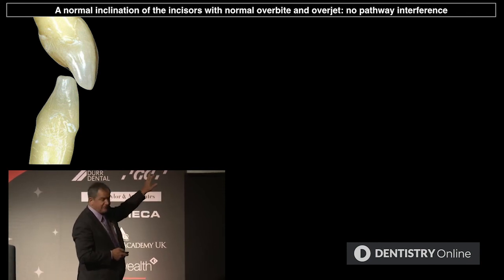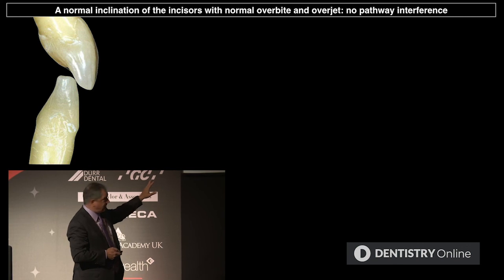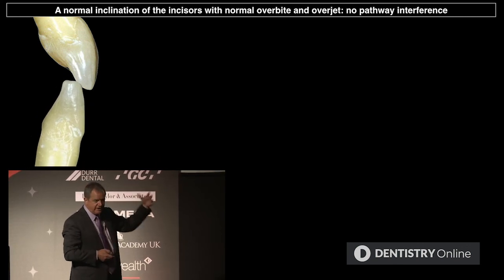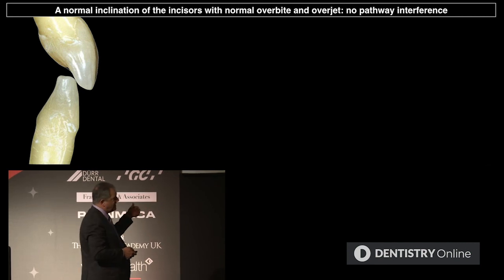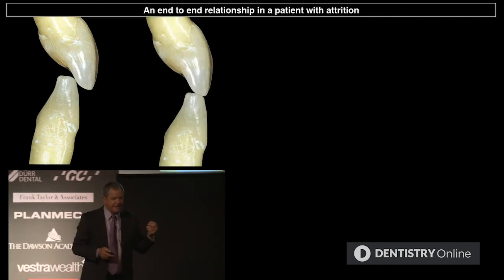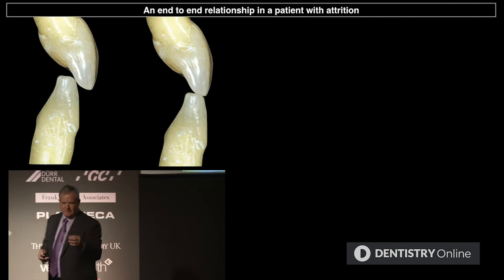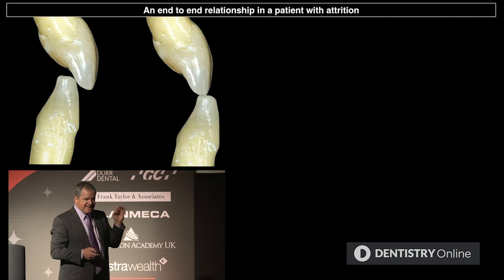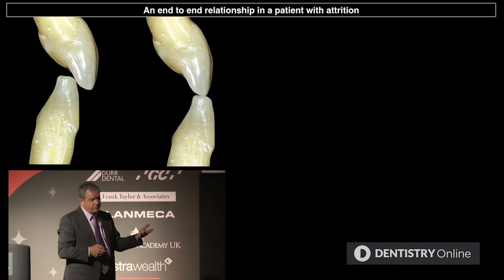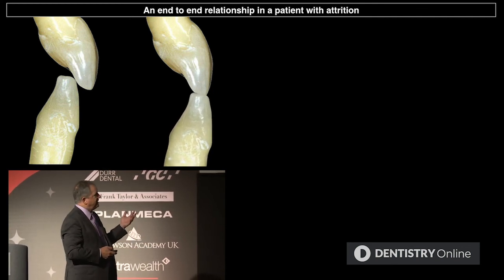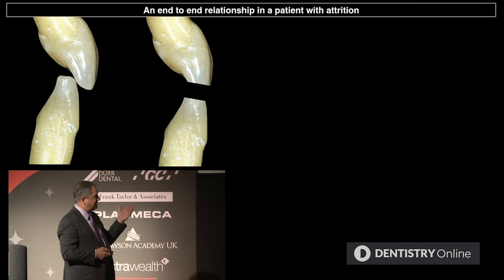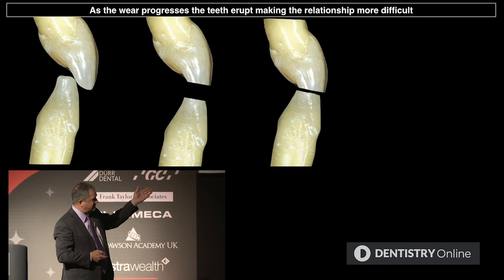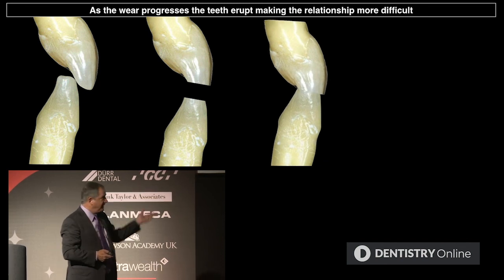We would like him to look like this, but he probably never looked like that. He never had a normal envelope of function, never a normal overbite relationship. When he was 18, he probably looked like that. Now here's the problem. What's happened to him? As he has done whatever he's done, for whatever reason he's done it, he's caused this wear, but the teeth don't sit like that. Instead, they do this. And then he keeps going.